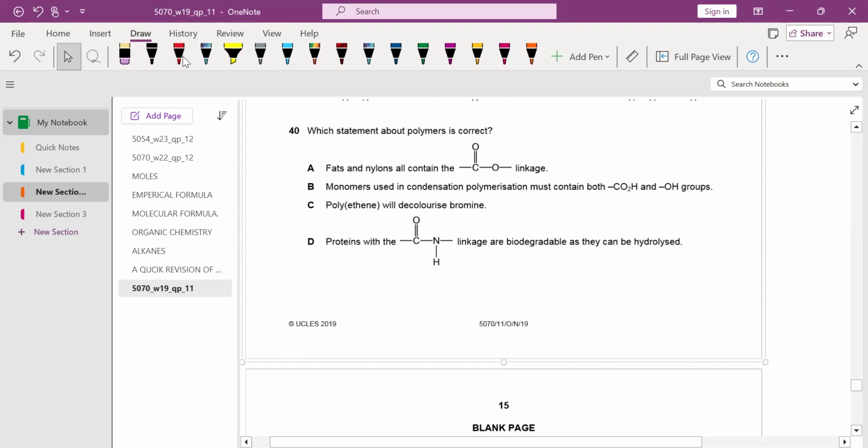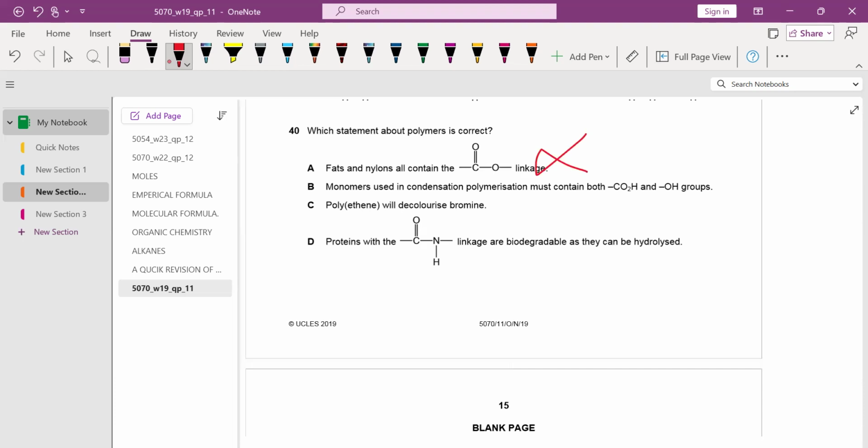Then question number 40, the last question of this paper. Which statement about the polymer is correct? Let's read out the options. Fat and nylon all contain this linkage. No. Monomers used in condensation polymerization must contain both this and this. No. Polyethene will decolorize bromine. No. Proteins with this linkage are biodegradable as they can be hydrolyzed. Yes, so option D is correct for question number 40.